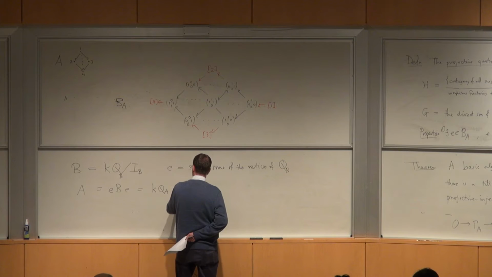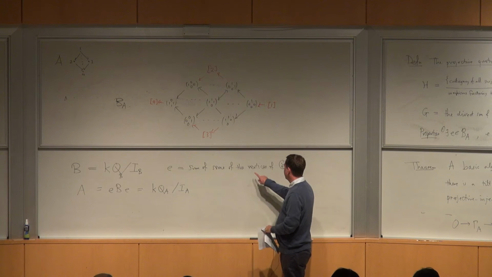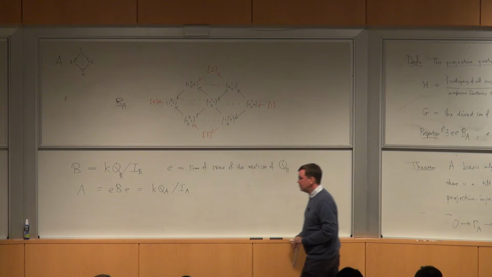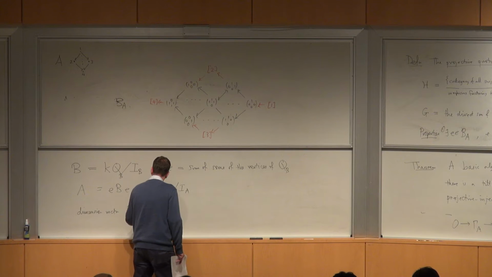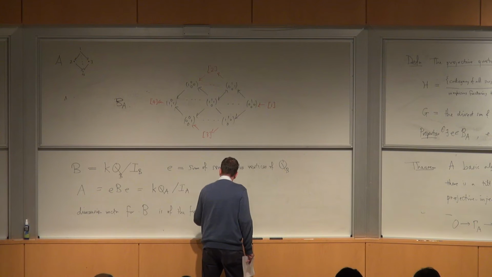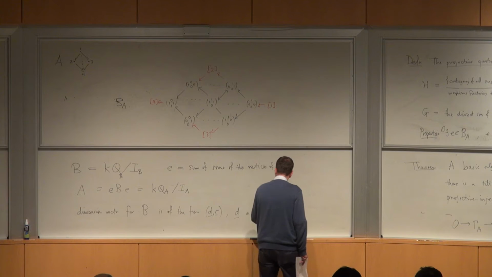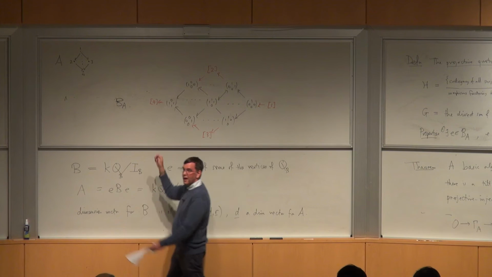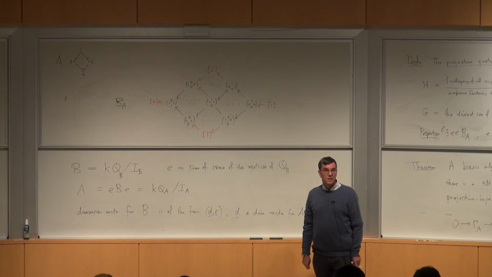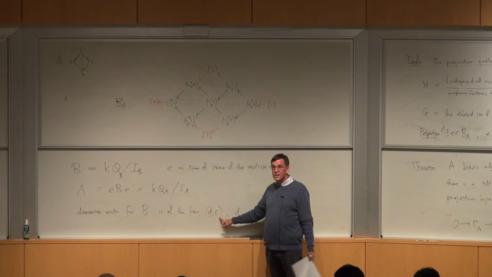But the vertices of this quiver correspond to the vertices of B that you use in this sum. And so a dimension vector for B is of the form D, R, with D a dimension vector for A. And if we're in this situation of this picture, a dimension vector of A would give you a natural number at each of the red vertices, and R would be a natural number at each of the other vertices, and you put them all together, and you've got a dimension vector for the whole thing.